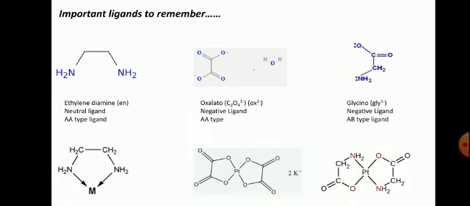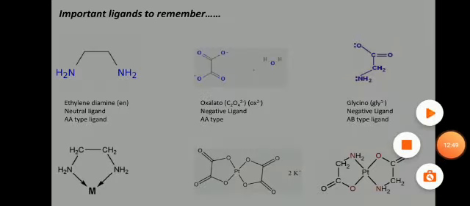Again, as you can see by the diagram, there is a central metal atom which has 4 coordinate bonds, but only 2 ligands are attached over here. If instead of oxalato, ethylene diamine or glycino, the ligand would have been water or ammonia, then 4 water or 4 ammonia would have been needed.